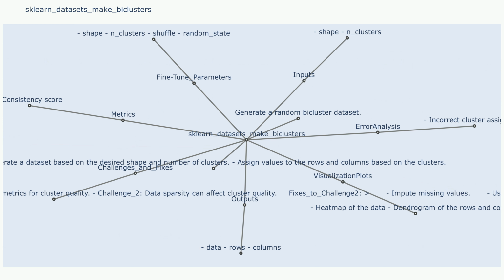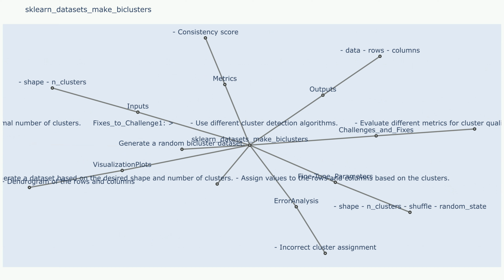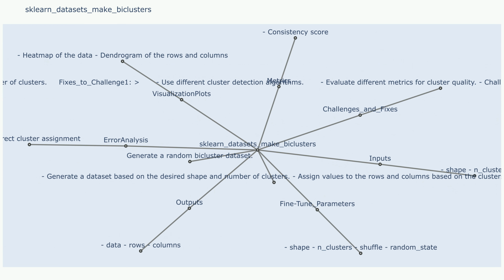Outputs: data, a 2D NumPy array representing the generated dataset with biclusters. Rows, a 1D NumPy array indicating the row indices belonging to each bicluster. Columns, a 1D NumPy array indicating the column indices belonging to each bicluster.